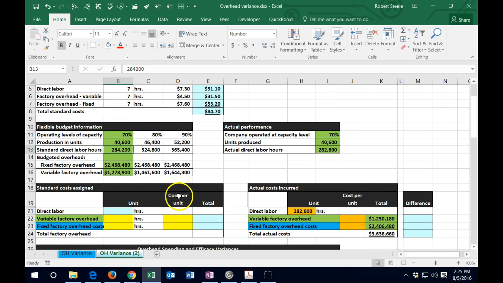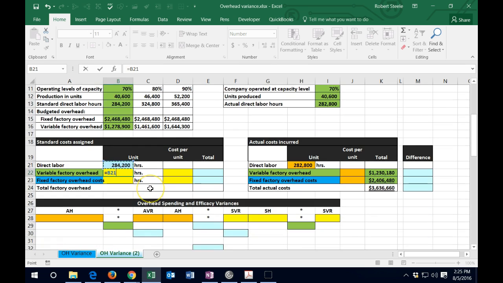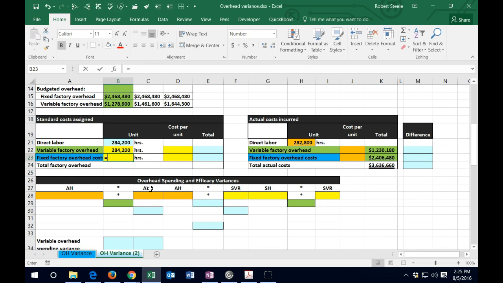So let's go down here. We're going to take a look at the standard cost assigned, and then the actual, and compare that to the actual costs incurred. So we have the direct labor in terms of the standard. The direct labor in terms of the standard at the 70% capacity is this 284,200. Again, that's important for the overhead because we use that number to help us allocate out the overhead as well. So for the variable factory overhead as well as the fixed factory overhead, we're going to use this same number because that's what we use to do the allocation.